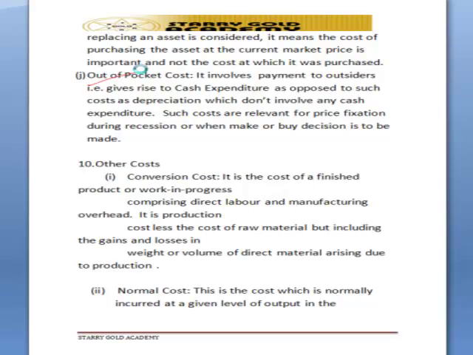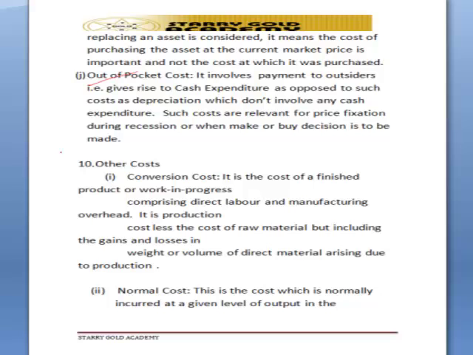So depreciation does not involve any cash expenditure. Such costs are relevant for price fixation during a recession, or when a make or buy decision is to be made. They are very, very important. So we call them out of pocket costs. Depreciation does not constitute it, because there is no cash outflow for depreciation.